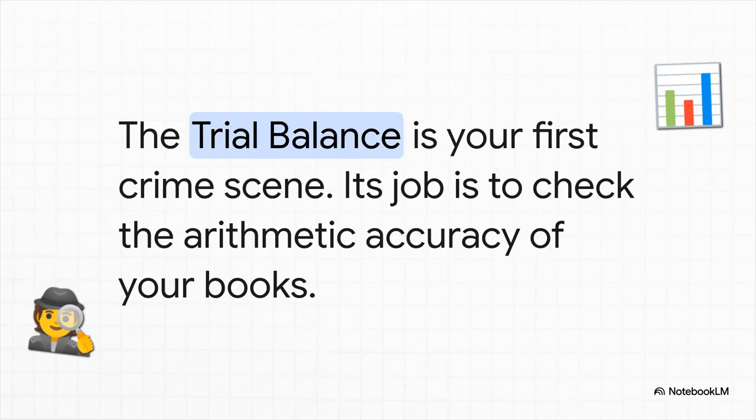So the trial balance, this is your first crime scene. It's a really simple but powerful tool. You just list out all your account balances, and the golden rule is that total debits must equal total credits, always. When they don't, that's your alarm bell. It's a blaring signal that an error has snuck into the accounting process somewhere.